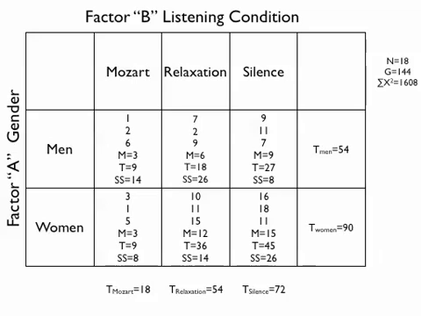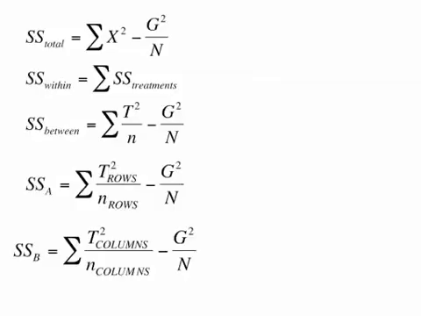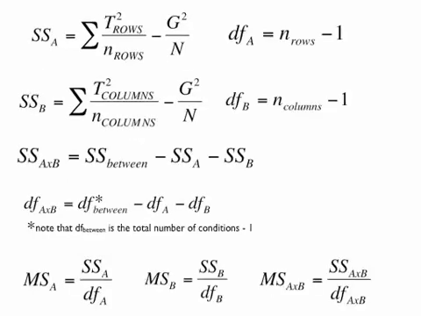We got MS within by getting SS within treatments. That's sum of squares for Mozart men, and for relaxation men, and for silence men, and for women Mozart, and for women relaxation, and for women silence. Those sums of squares all added up. This is the sum of squares in each treatment added up. That's how we got the error term for this F, MS within.